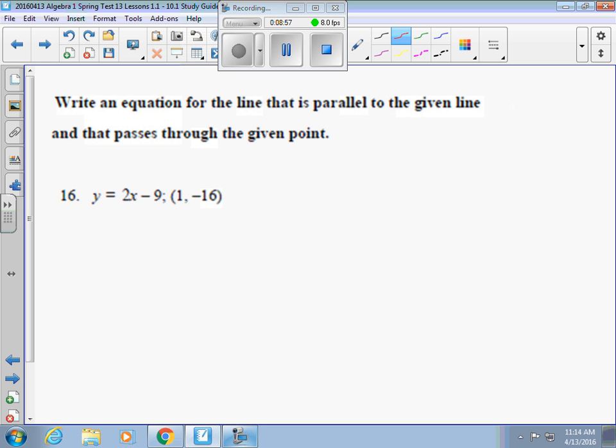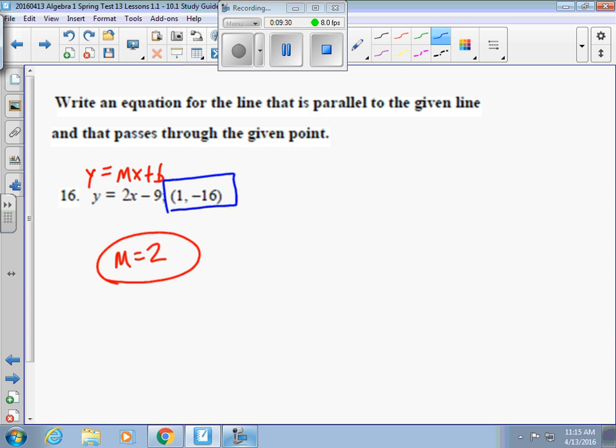Write an equation parallel to this line that passes through the given point. y is equal to mx plus b gives it to us nice and neat in slope-intercept form. Parallel lines have the same slope value. If you draw them, you can see they have the same m value. Therefore, the m value of the new line will be 2, because that's what the m value of the other line was. It says it passes through the given point, 1, -16.